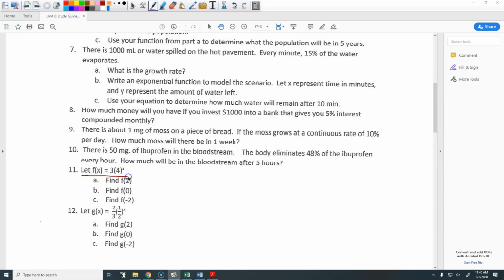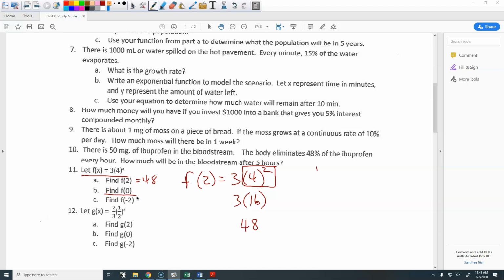Let f of x equal that. Find f of 2. So f of 2, that means we're plugging in 2. Got to follow your order of operations. Exponents are first, and then multiplication. So the answer to that one is 48.